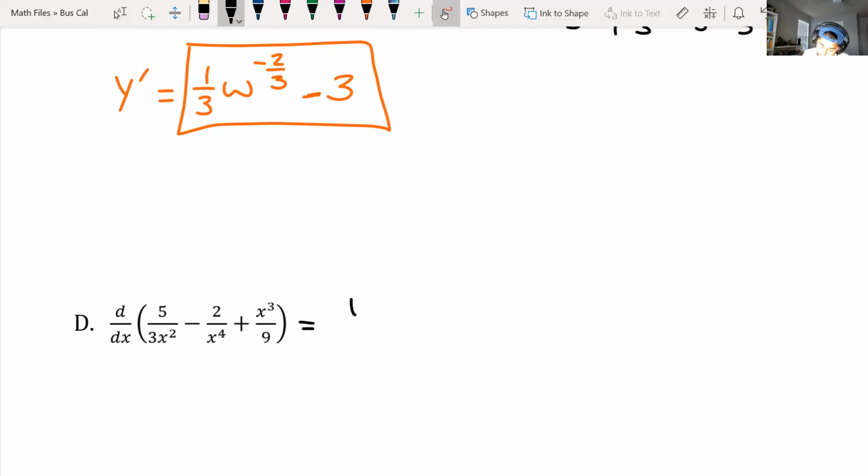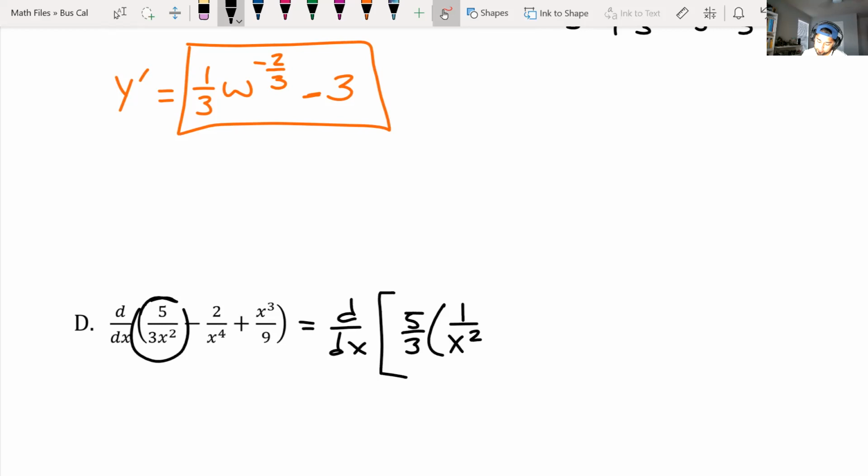So the d/dx will stay out front. And I'm just going to change this to brackets because brackets are neater. And let's start with the first term. What fraction do I take out of the first term? 5/3. And that would leave me with 5/3 times 1/x², which we'll fix in a moment. Let's get through all the terms.